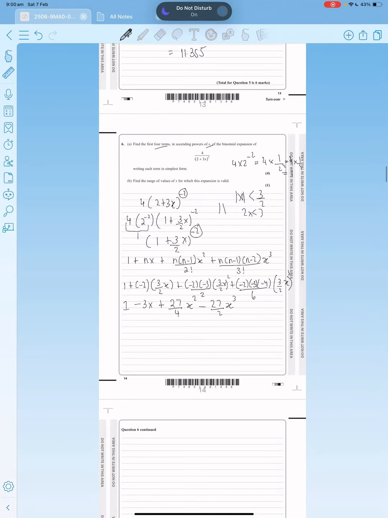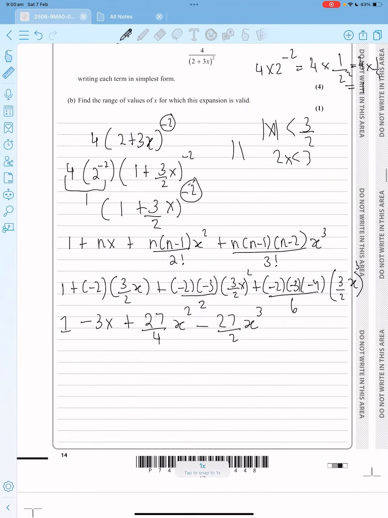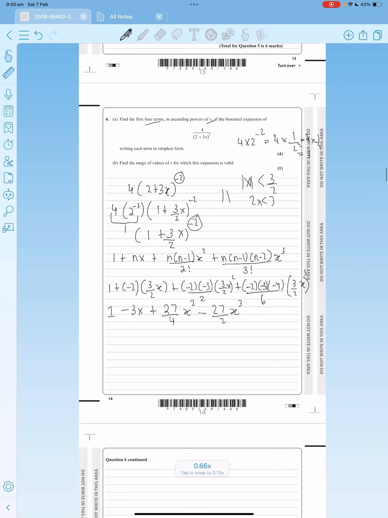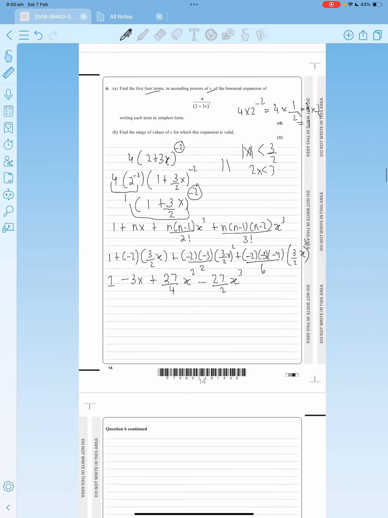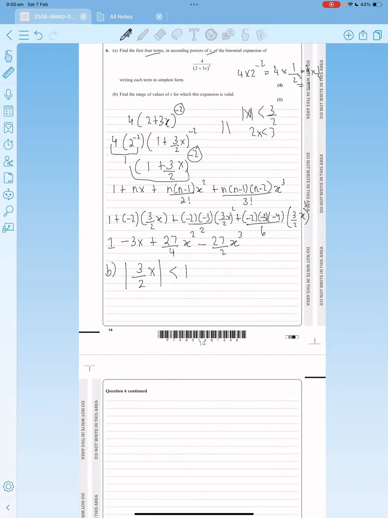So yeah. Now for part B, it says find the range of values for which this expansion is valid. For all of these types of questions, you just want to ignore the power, ignore everything. Your simplest version is 1 plus 3 over 2x to the power of minus 2. You ignore the power and all you say is that the modulus of just the x part, so the modulus of 3 over 2x is going to be less than 1. That's it. And now you want to just rearrange. You take the 3 over 2 to the other side. So you can say the modulus of x is less than, when you divide it, 2 over 3. So that is my range of validity for 6.